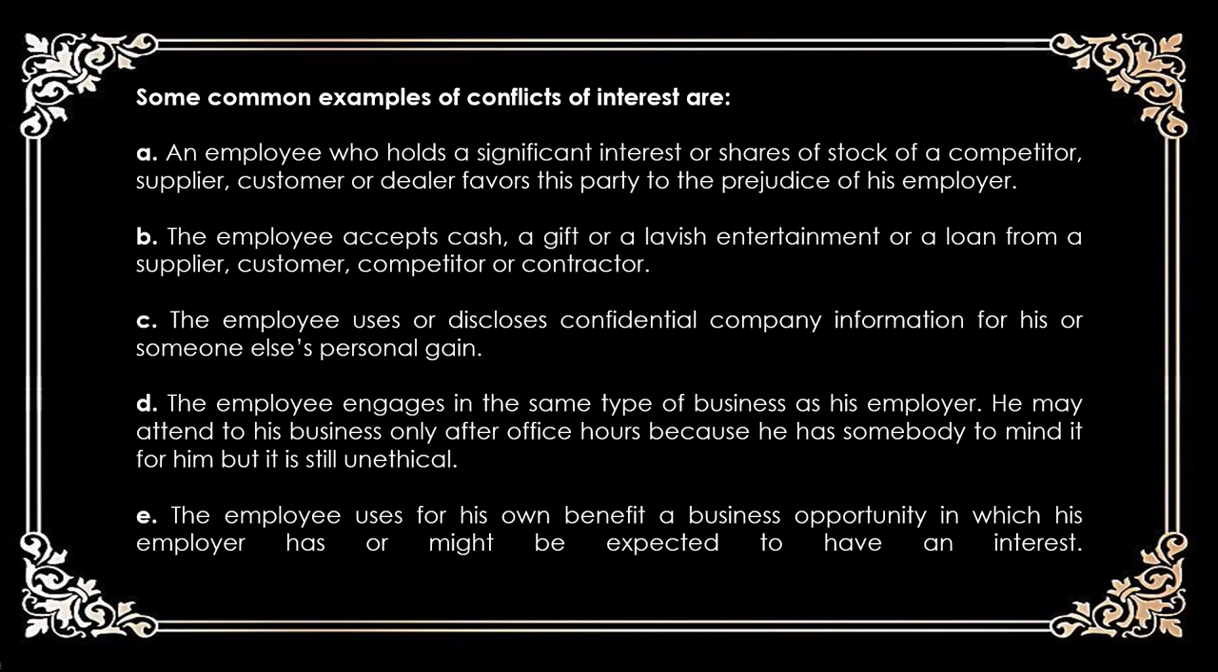D. The employee engages in the same type of business as his employer. He may attend to his business only after office hours because he has somebody to mind it for him, but it is still unethical. An example is an auditor employed full-time in a public accounting firm but maintains his own auditing office where he works after office hours. E. The employee uses for his own benefit a business opportunity in which his employer has or might be expected to have an interest.